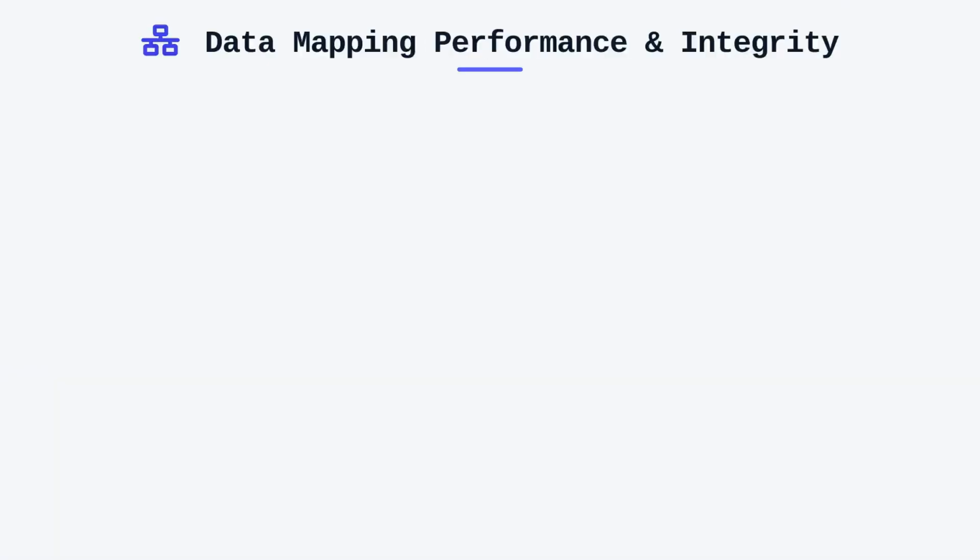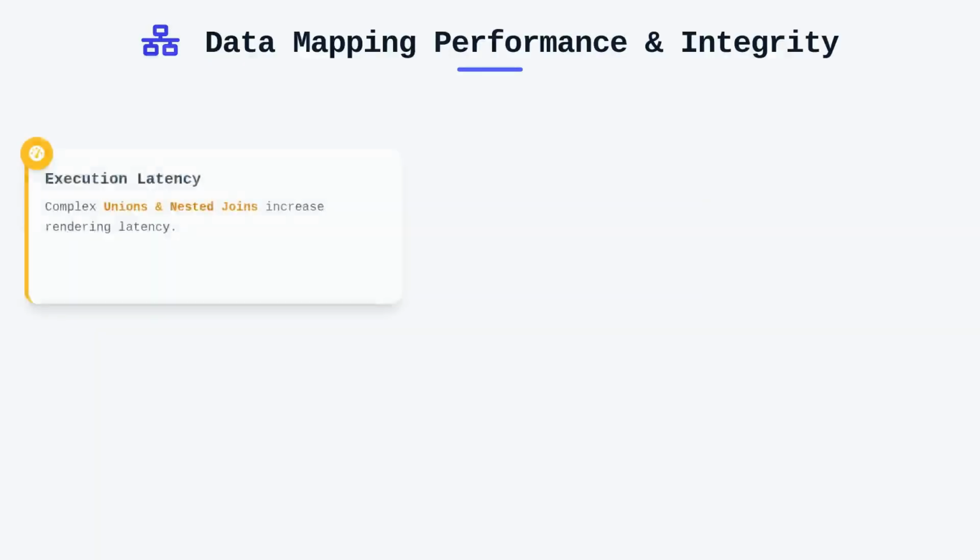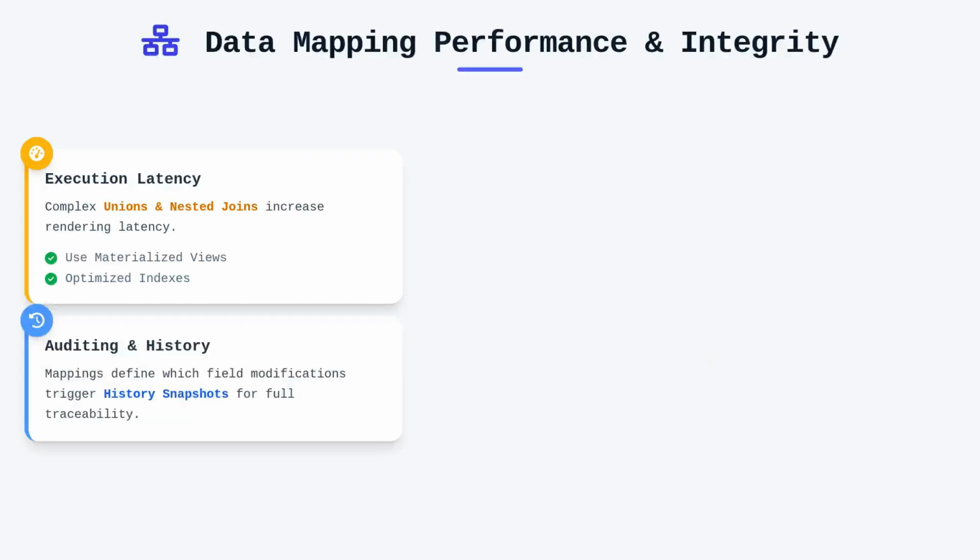Furthermore, you must consider the performance implications of how these mappings are structured within the application server environment. When you link a data source to a view, the underlying SQL execution plan becomes dependent on the complexity of that view. If the mapping points to a complex union or a nested join, the latency for rendering a simple screen will increase significantly because the database engine must work through the overhead each time the user refreshes or saves data. Advanced architects often use materialized views or optimized indexes to alleviate these bottlenecks, but the mapping configuration itself must remain aligned with these database-level optimizations.